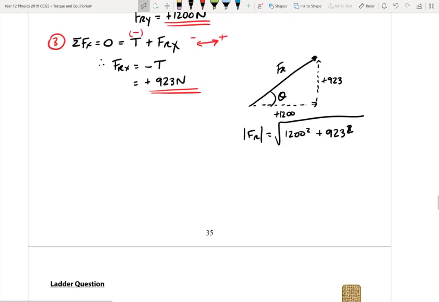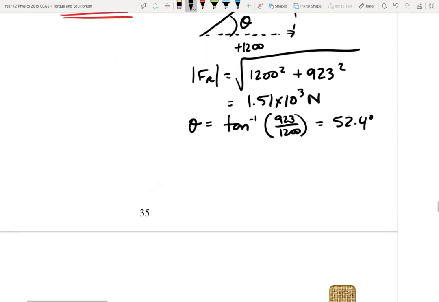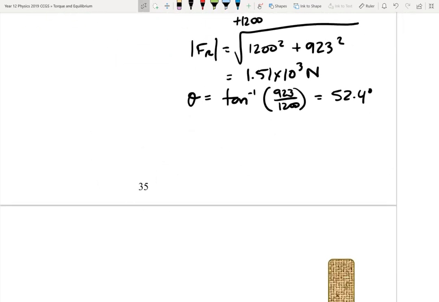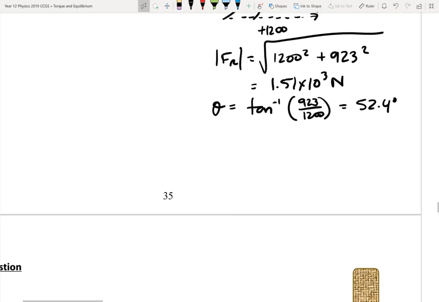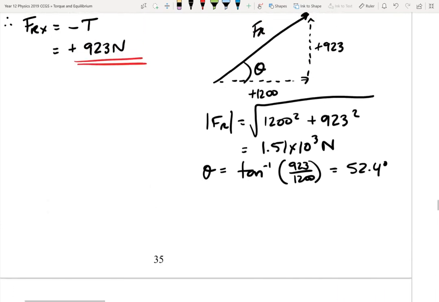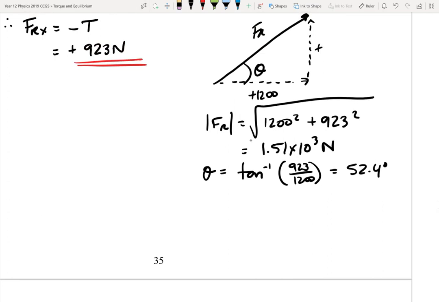Okay? All right. We get a reaction force of 151 times 10 to the 3 newtons. Our angle is 52.4 degrees. Could you please write? You cannot talk and write at the same time. I can. 923 on 1200 is 3716. So thank you.